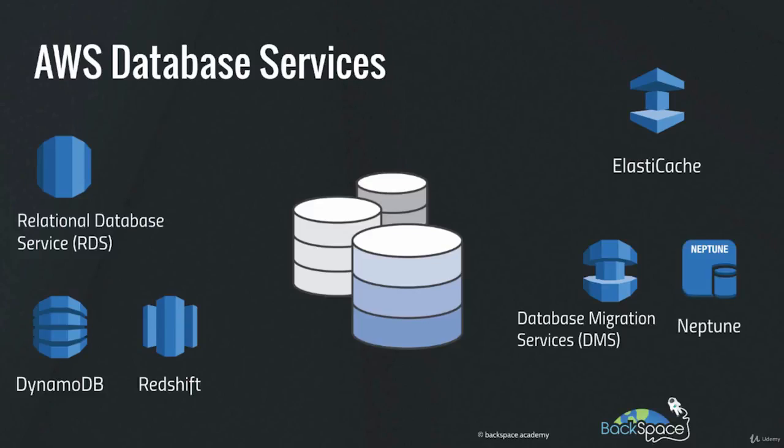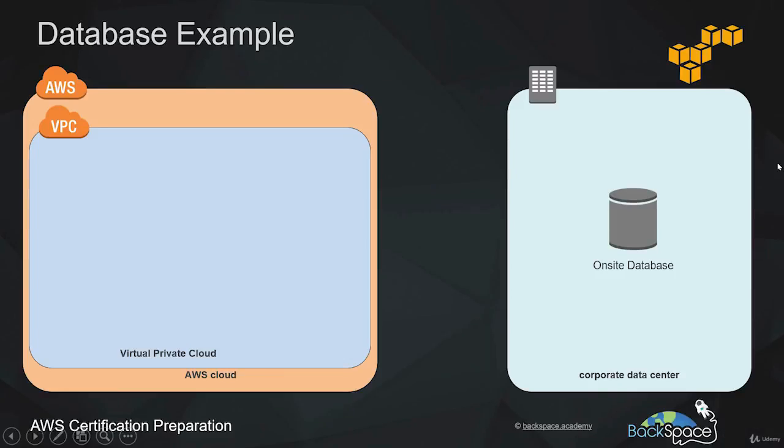Amazon Neptune is a fast, reliable, fully managed graph database service. It has a purpose-built, high-performance graph database engine optimized for storing billions of relationships and querying the graph with millisecond latency. So let's have a look at how we could use these database services.